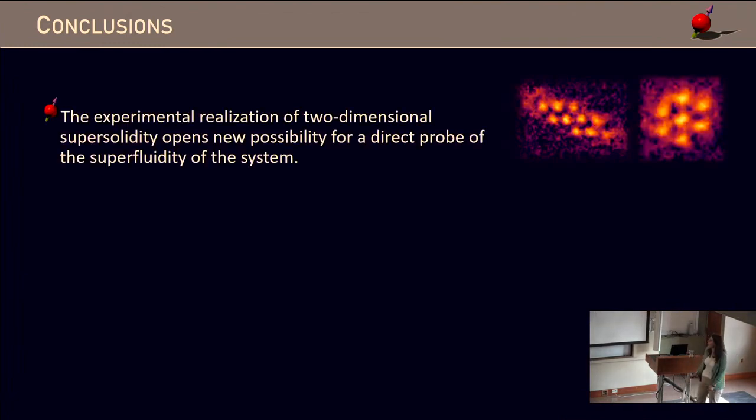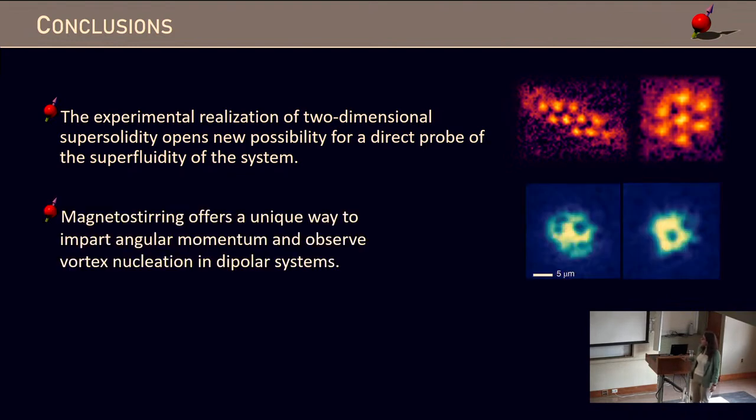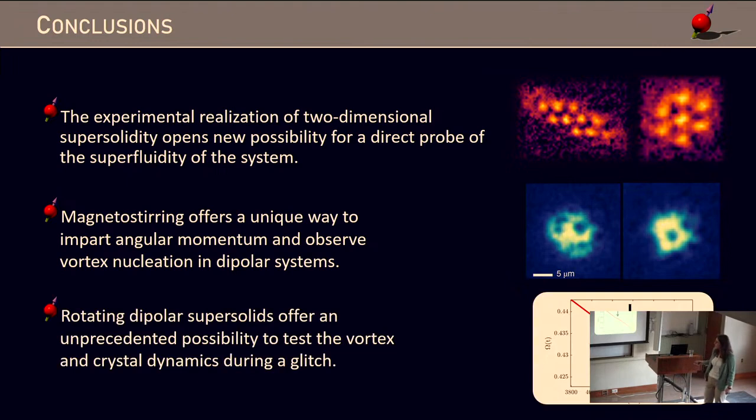I showed you how the experimental realization of two-dimensional supersolidity opens the new possibility to have a direct probe of the superfluid nature of the system. I showed you how magnetostirring offers a unique way to impart angular momentum to a dipolar system. And finally, I showed you how rotating dipolar supersolids offer the possibility to test both the vortex dynamics and the crystal dynamics during a glitch, in analogy to what happens in neutron stars.